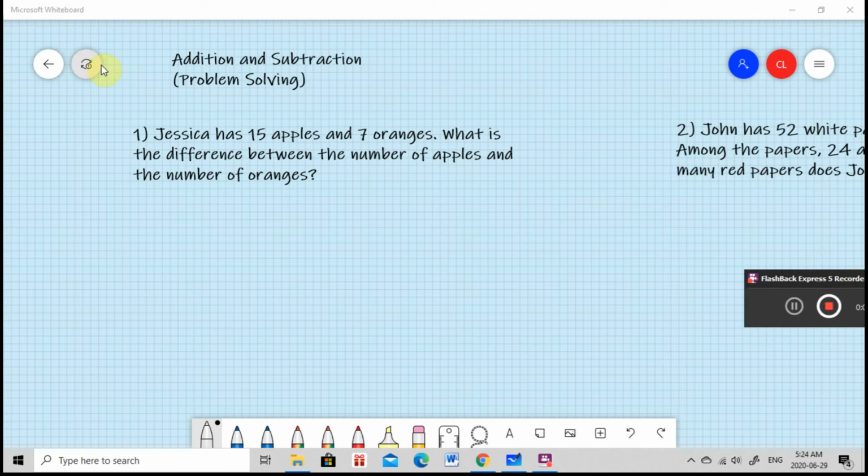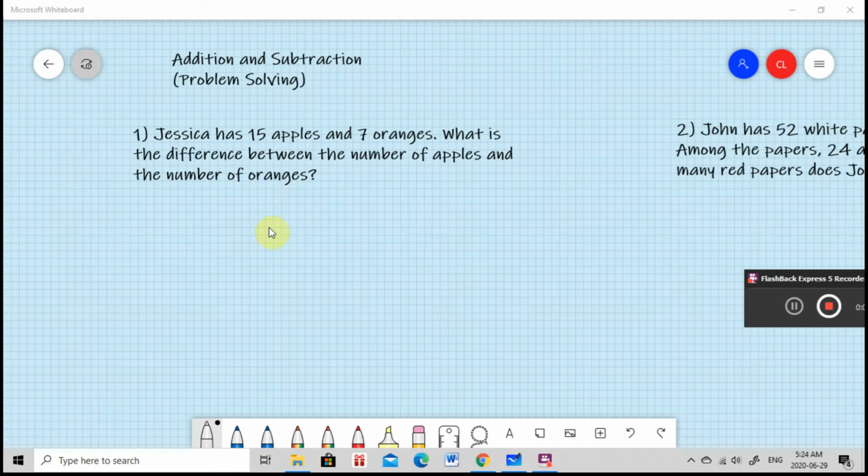Okay, so today we are going to do a revision on addition and subtraction. We are going to look at word problems, right? Okay, so the first question is: Jessica has 15 apples and 7 oranges. What is the difference between the number of apples and the number of oranges?